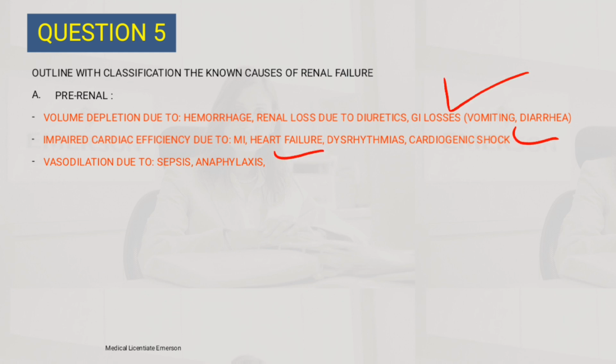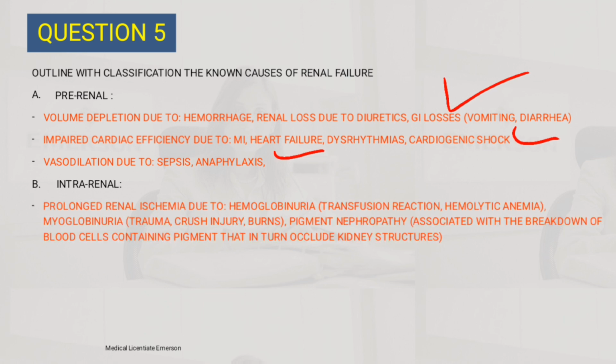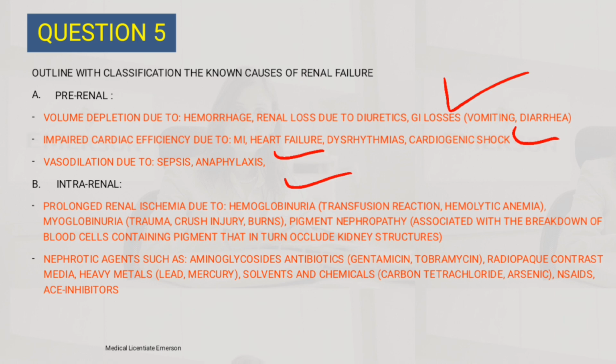Then you can have intrarenal causes, such as prolonged renal ischemia due to hemoglobinuria, which can be as a result of transfusion reaction or hemolytic anemia. You can have myoglobinuria, which can come in as a result of trauma, crush injury, or burns. You can also have a pigment nephropathy, which is associated with a breakdown of blood cells containing pigment that in turn occlude kidney structures.